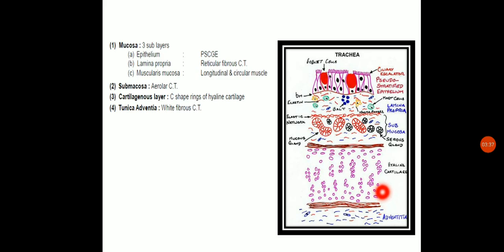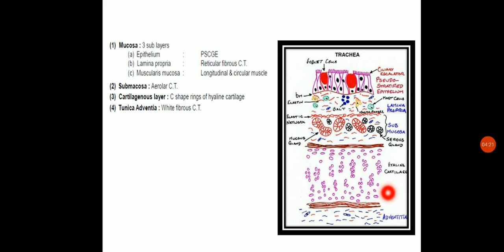Under the tunica adventitia, there is another layer called the cartilaginous layer. We are moving from outside to inside. This second layer is the hyaline cartilaginous layer, made up of hyaline cartilage, forming the C-shaped incomplete rings. It is incomplete at the dorsal part, while at the ventral part it is present. At the dorsal part, instead of cartilage, there are muscular structures called trachealis muscles.